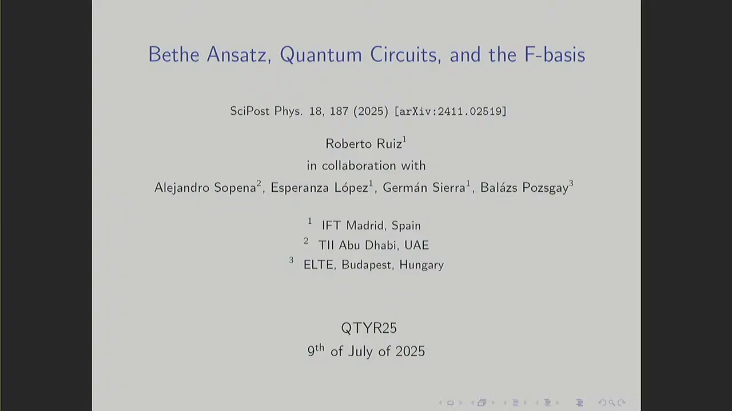Well, this talk is based on a paper that has been recently published, and in fact it's part of a larger scheme or program that has been developed around the IFT during the last years. So it's concerned mostly with the adaptation of integrable models to quantum circuits. Since one is involved with integrable models, let me review briefly the former.